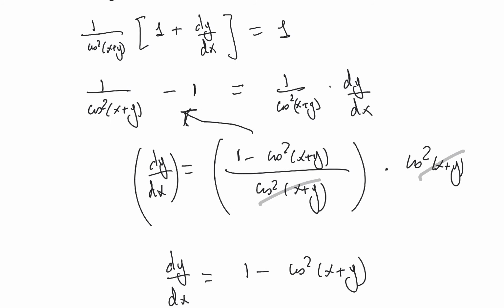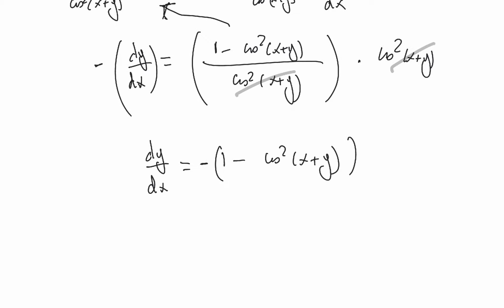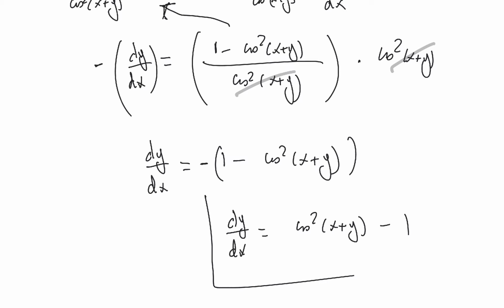But I did a mistake. Here there is a minus sign. So here there is a minus sign. So here there is a minus sign. So the final result should be the derivative of y with respect to x equal cosine square of x plus y minus 1. And this is the final result.